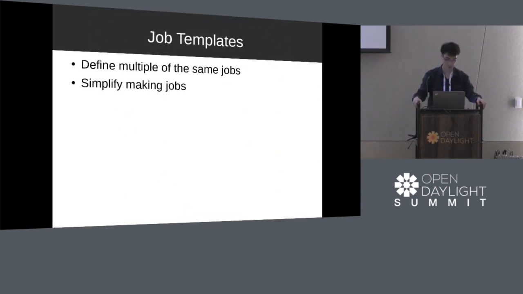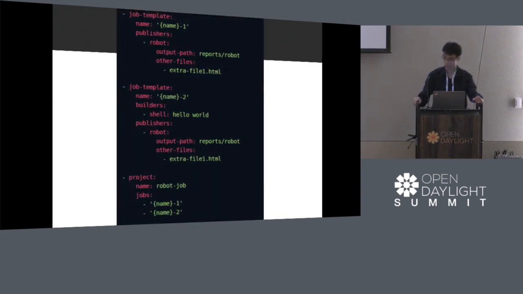So if you're defining multiple jobs that differ slightly from one job to the other, maybe one job has a slightly different name, or another job does an extra thing, you can create a job template. For instance, you can create a job template that differs in the name using the curly braces to indicate that name is a variable.